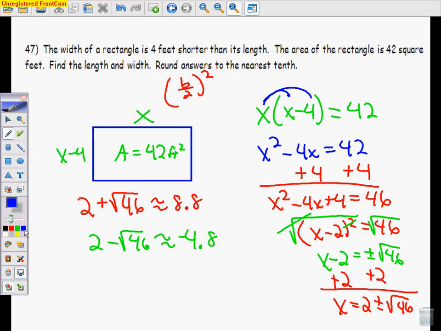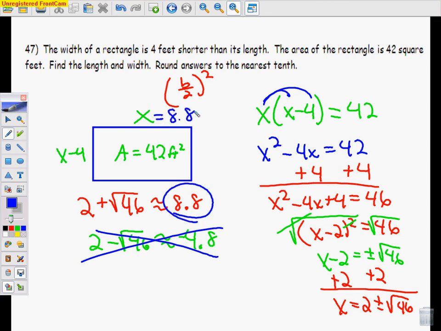Well, the one that doesn't make sense is this one. Because once again, you can't have a negative side length. So we know that the value for the length is approximately 8.8. So this is about 8.8, and therefore this is about 4.8 because it's 4 less than that. Okay, so those are the dimensions of this rectangle.